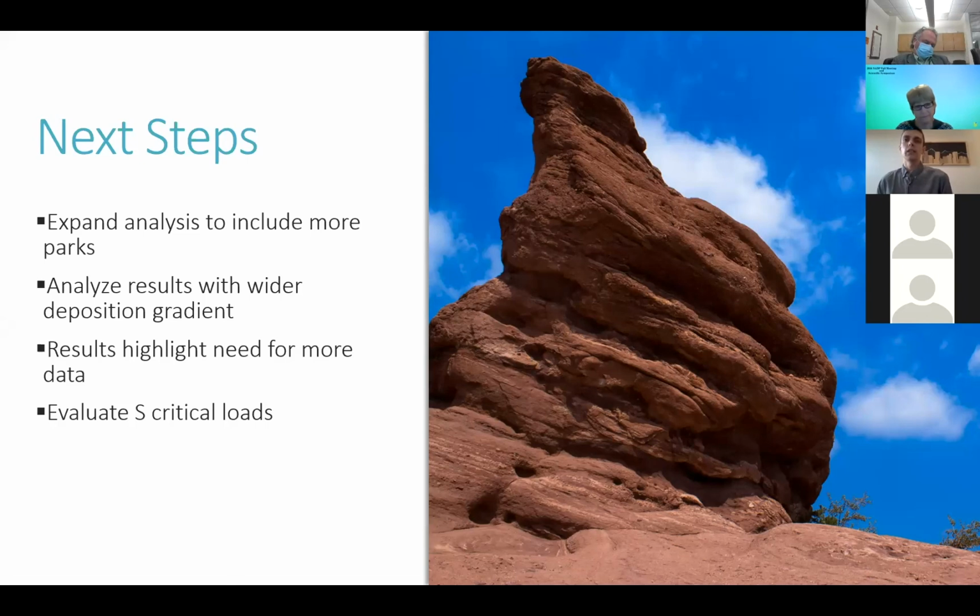And then second is analyzing the results with a wider deposition gradient. Part of that is expanding the parks included in our analysis, but the other part, and something we're working on right now, is redoing this analysis, but replacing the 2016 to 2018 nitrogen and sulfur deposition data that we had originally used for the input with 2000 to 2012. So just trying to expand that gradient a bit to more closely fit the original models. And then something else we're doing concurrently is the same work, but evaluating it for sulfur critical loads for these same species.